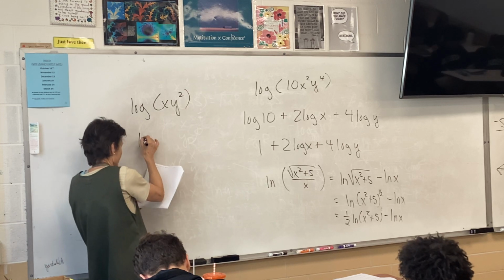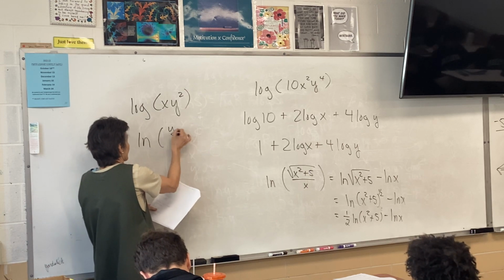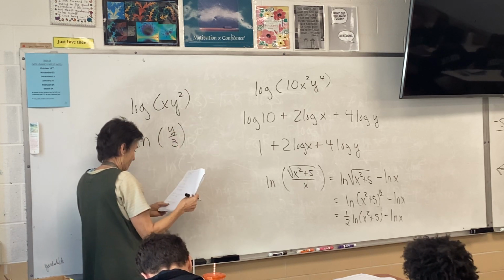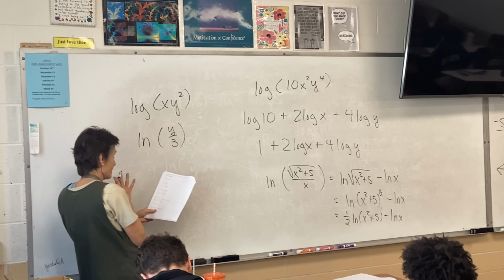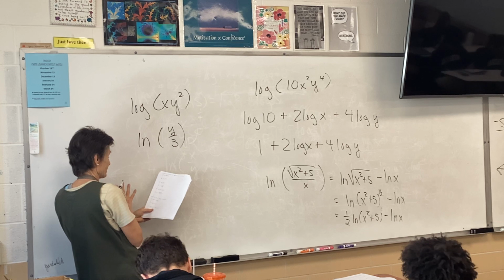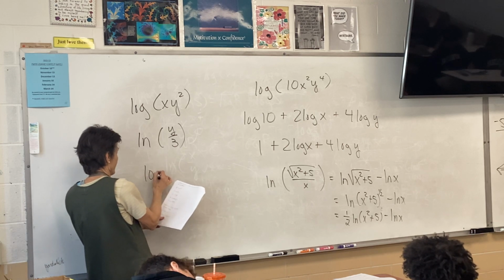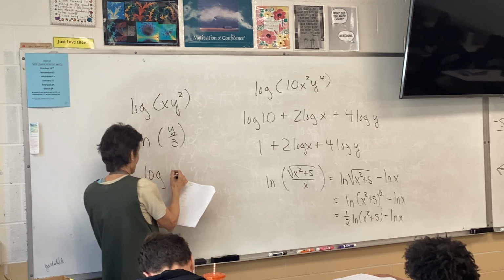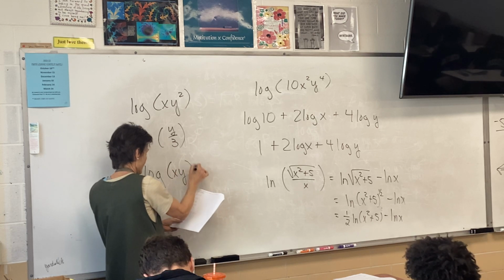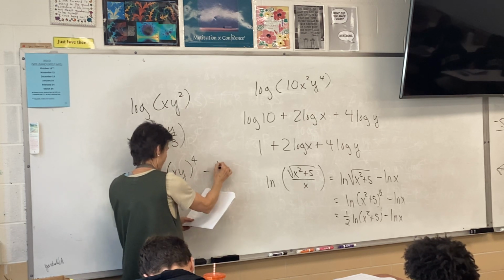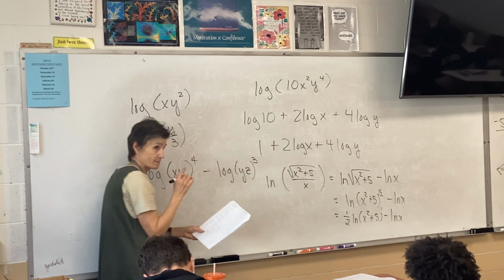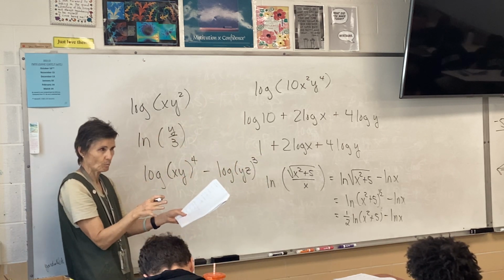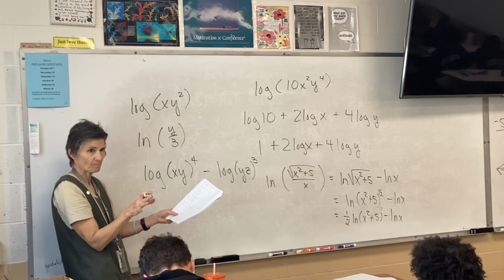How about B? Yeah. You guys are geniuses. Okay, how about this next one? There's a lot going on. Log xy to the 4th minus log yz to the 3rd. That would be my step 1. You might do more than that, but is that okay?